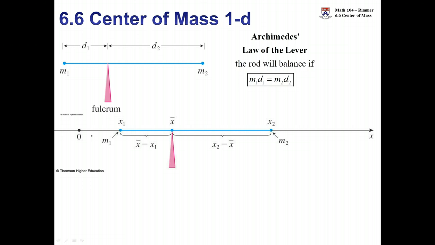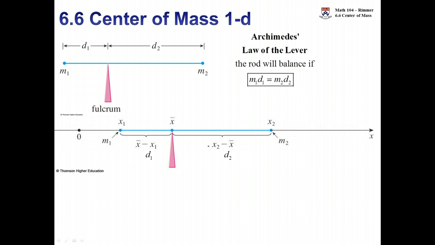Okay, now 0 is over here, so in order to get this distance d1, we subtract x1 from x bar. X bar minus x1 will give you this distance that represents how far mass 1 is from the balancing point. Then we take x2, the longer distance, and subtract x bar, and that'll get you how far the mass m2 is from the center point.